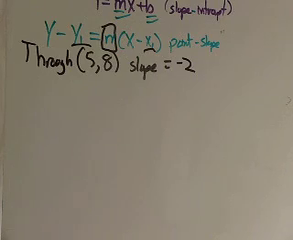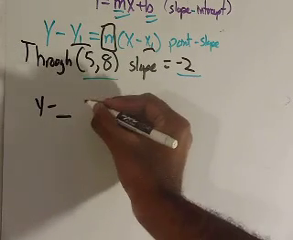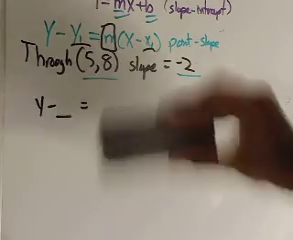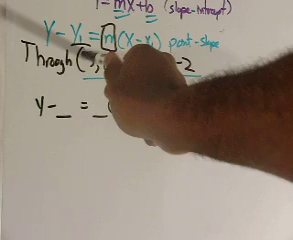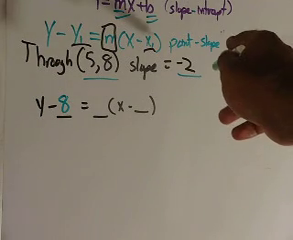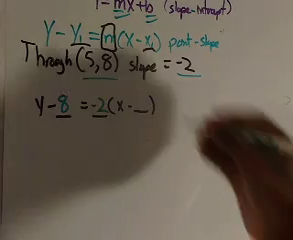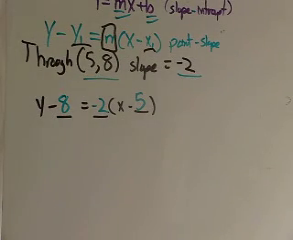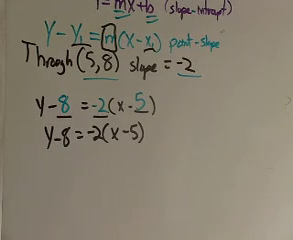And guess what we have? We have the slope, and excuse me, I said 2 points, but 1 point. So we have a slope and 1 point, and so we're just going to plug in. Y minus y1, and y1 is 8, is equal to m. What's our m? Slope is negative 2. And what's our x1? x1 is 5. So we've got y minus 8 is equal to negative 2 times x minus 5.